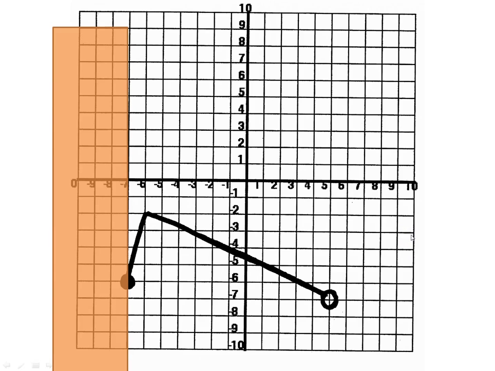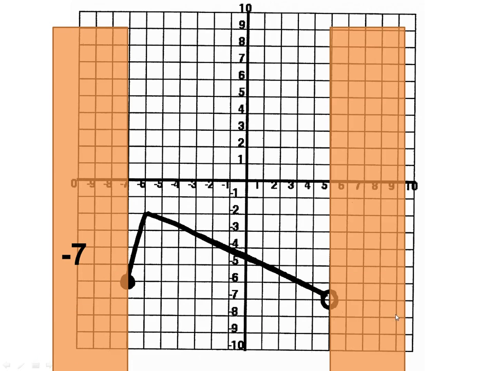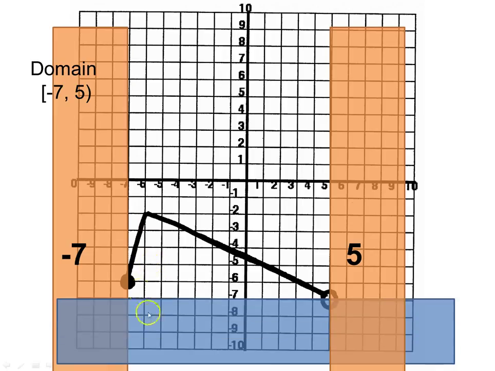All right, this one is nice and easy on domain. It starts at negative 7. It stops at 5. Negative 7 to 5. That's easy enough. This one's closed, this one's open. Bracket, parentheses. That's all good. Now, when I went to put my range sticky note, I realized that it doesn't go below negative 7, so that's okay.